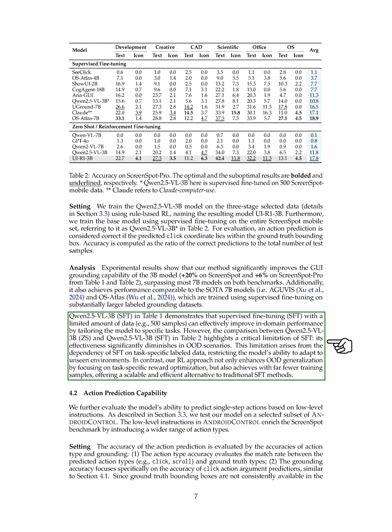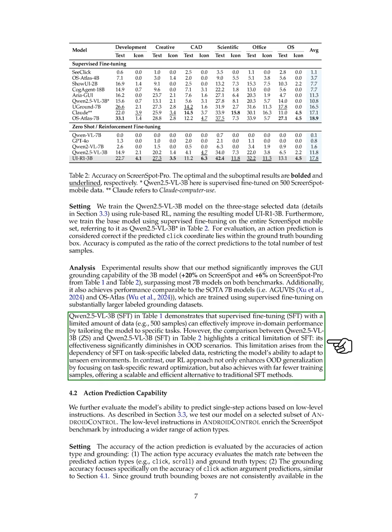Finally, we assess our model's ability to predict single-step actions based on low-level instructions from ANDROIDCONTROL. We evaluate action prediction accuracy by comparing predicted action types to ground truth types and measuring the accuracy of click action predictions. Since ground truth bounding boxes are not always available, we determine correctness based on the distance between predicted and actual coordinates, considering a prediction correct if it is within 14% of the screen size from the ground truth.